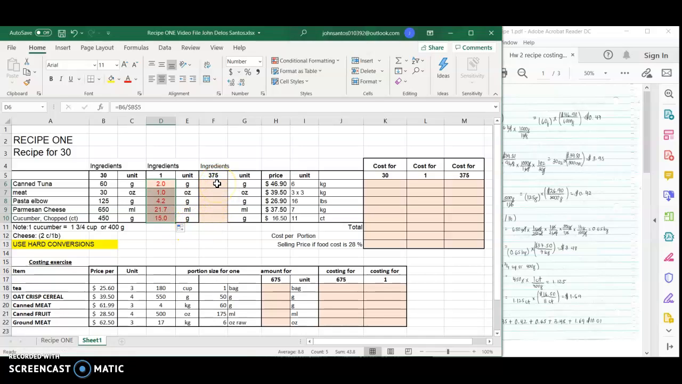And now, to find out how much we're going to need for the 375, we're simply going to put a formula multiplying everything from this column by 375. So that will be multiplied by 375. Again, use the absolute referencing. Enter, then autofill.